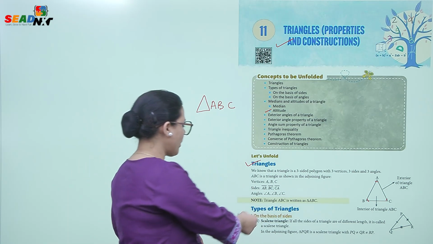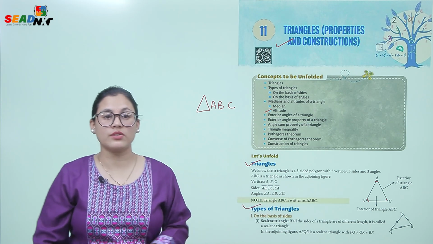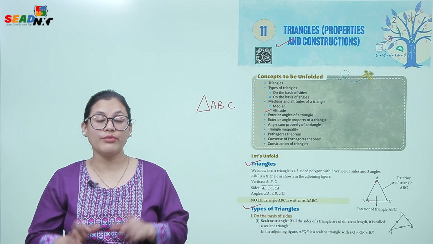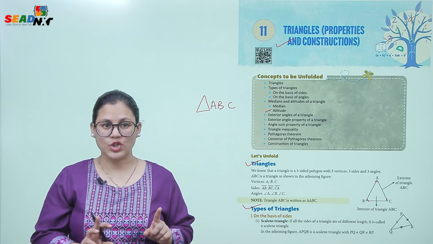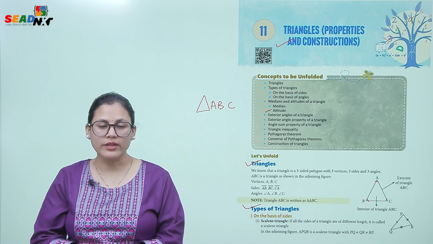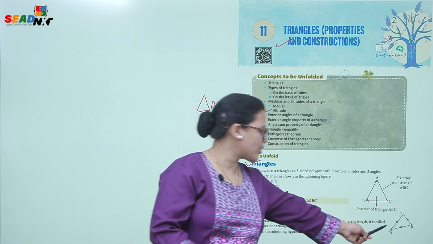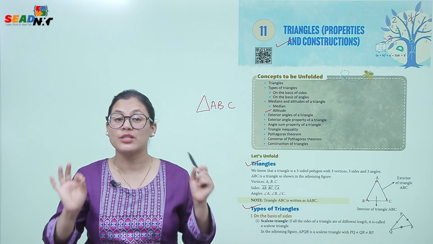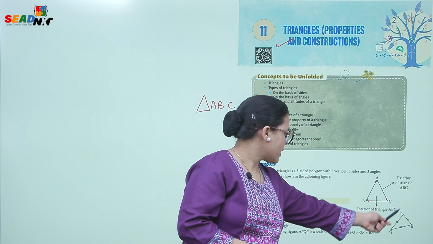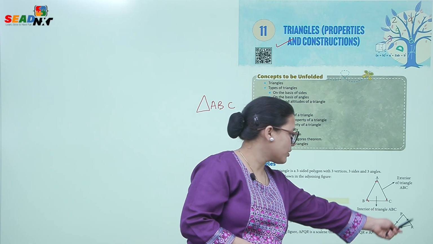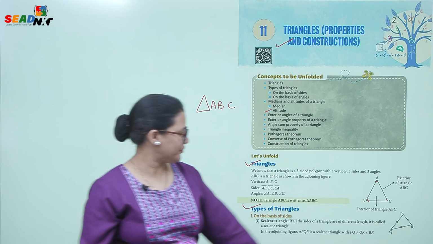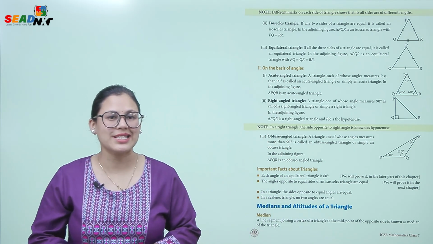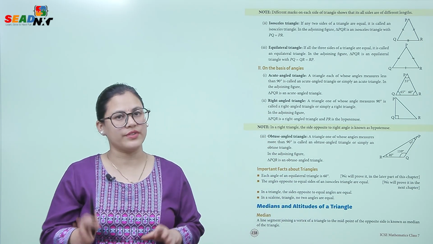Now types of triangle. I'm sure you already know about the types of triangles. First, on the basis of sides. Number one, scalene triangle. If all the sides of a triangle are of different length, it is called a scalene triangle. In the adjoining figure, PQR is a scalene triangle, because all three sides are of different length. So PQ is not equal to QR and not equal to RP. Note, different marks on each side of the triangle show that all its sides are of different lengths.